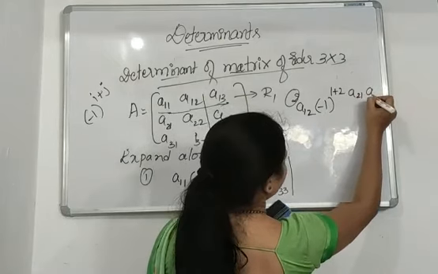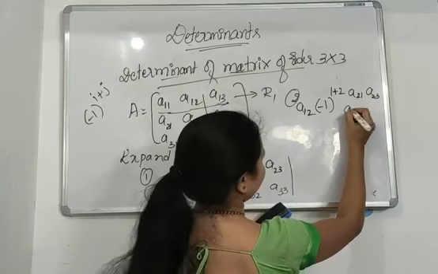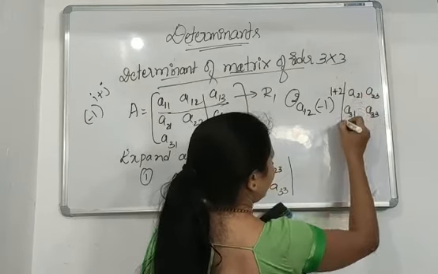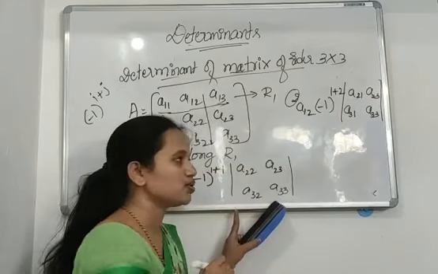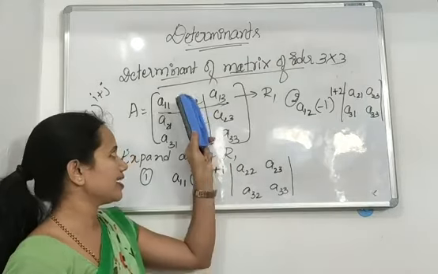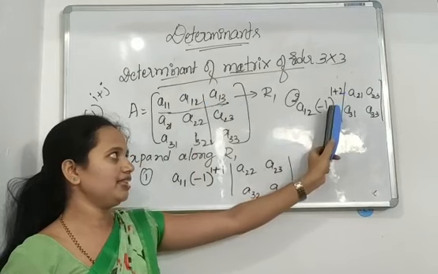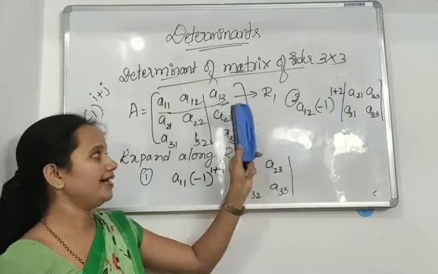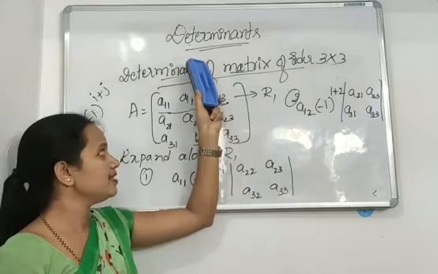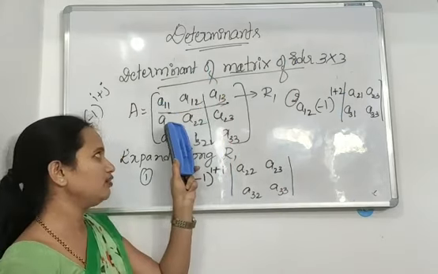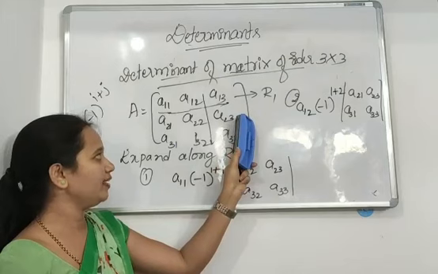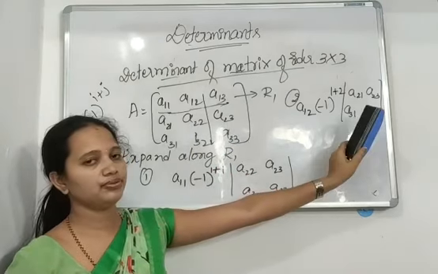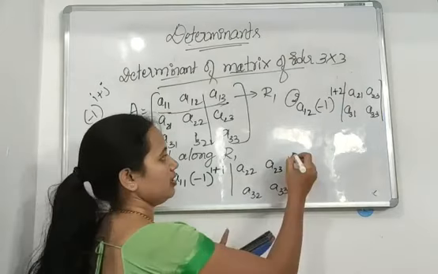A21, A23 and then A31, A33. Take the determinant of those 4 elements. So for the second element A12, multiply with minus 1 power 1 plus 2, delete the first row and second column, and the remaining 4 elements are A21, A23, A31, A33. Take the determinant of those 4 elements.